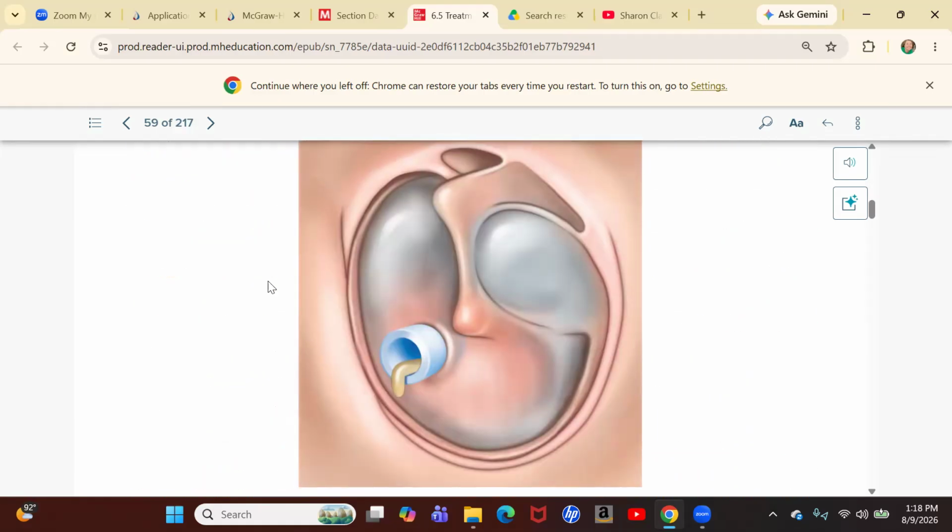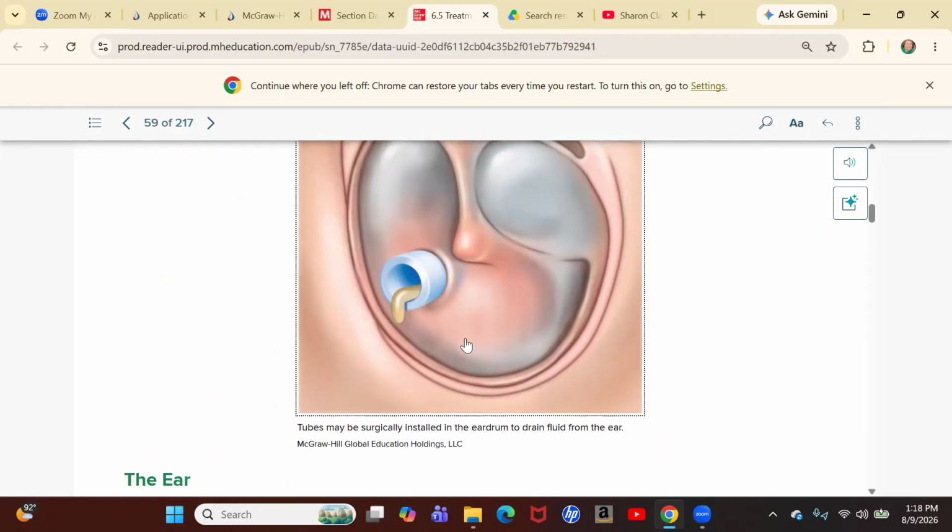So I mentioned earlier where you have tubes that can drain this fluid. This is the tympanic membrane here. These are your tympanostomy tubes here. Tympano meaning eardrum, ostomy meaning a cut into to remove fluid. So a tympanotomy is the incision that's made for the tympanostomy here.